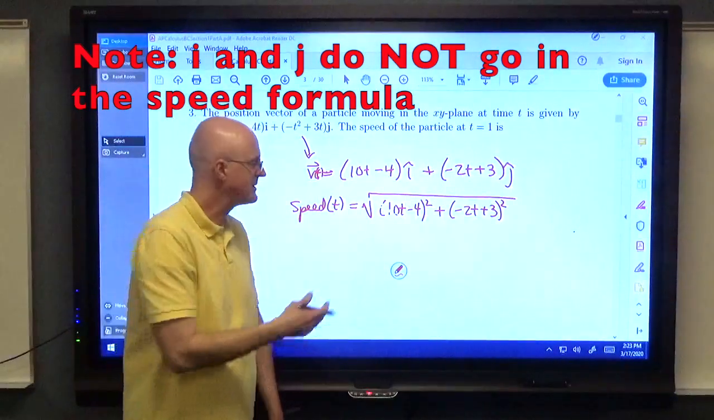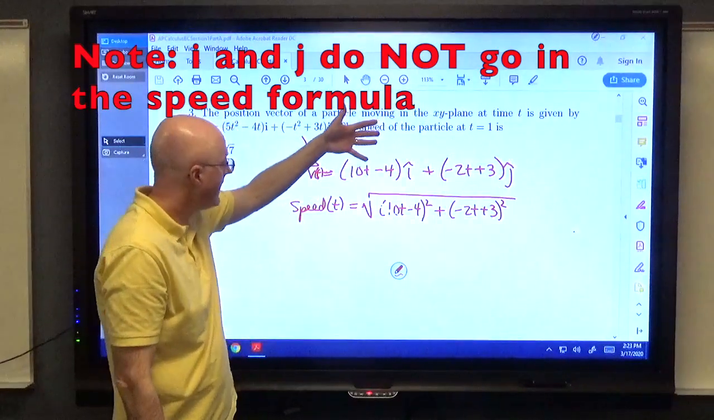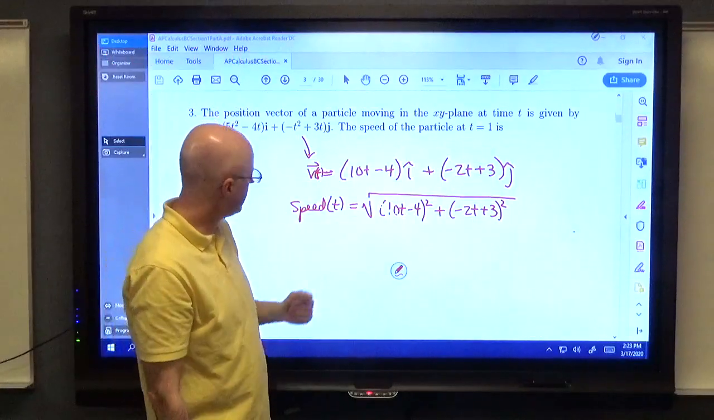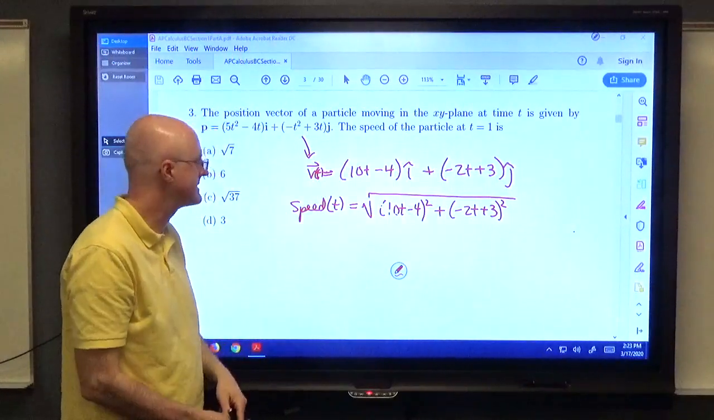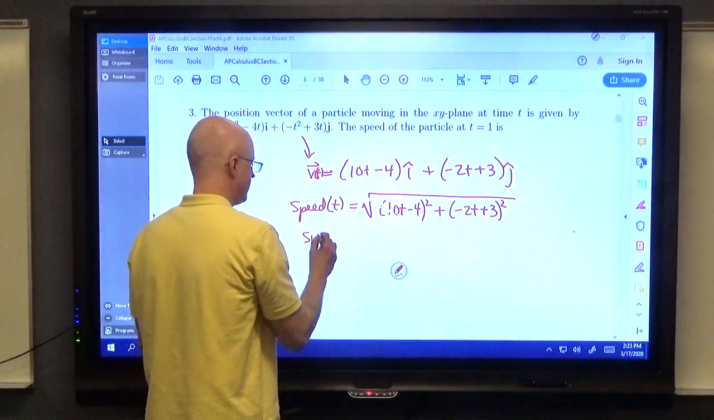Now plug in t equals 1. You don't need to expand it out. In fact, I could have plugged in t equals 1 into the velocity vector right away and found the length of the velocity vector right away. But it's worth emphasizing the speed really is a function of time. It's not constant. Go ahead and plug in t equals 1 here.